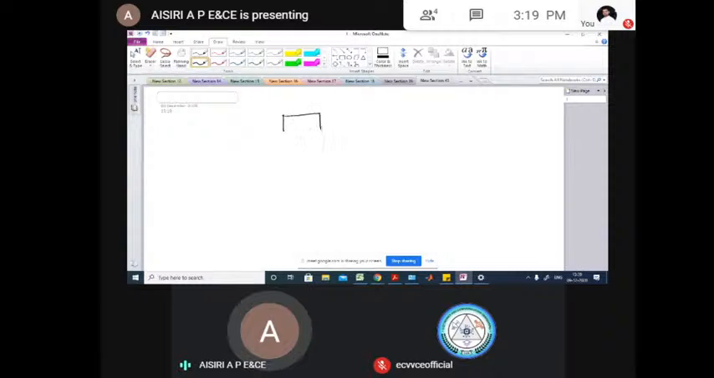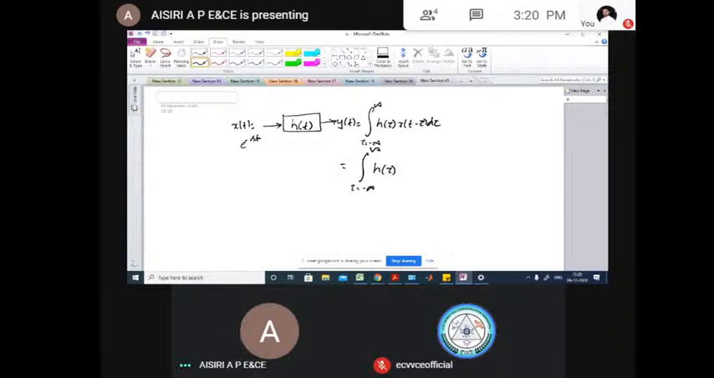Suppose I have a system with impulse response h of t, and say the input x of t is equal to e power st. Something interesting happens. That is, y of t, we know, is equal to the integral from tau equals minus infinity to plus infinity, using the concept of convolution, of h of tau into x of t minus tau d tau. So x of t minus tau can be written as e power s into t minus tau.